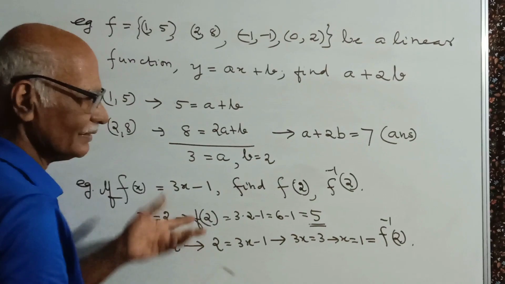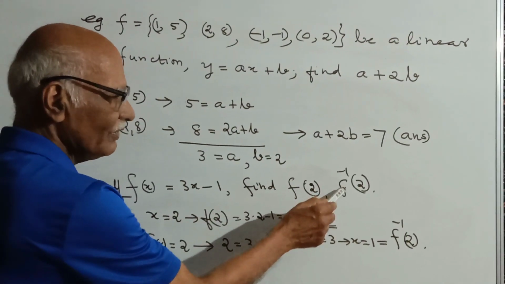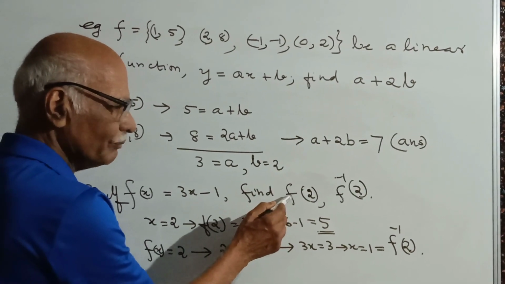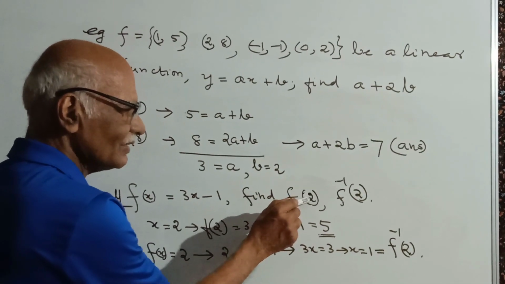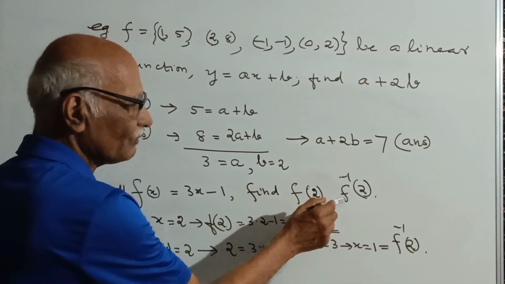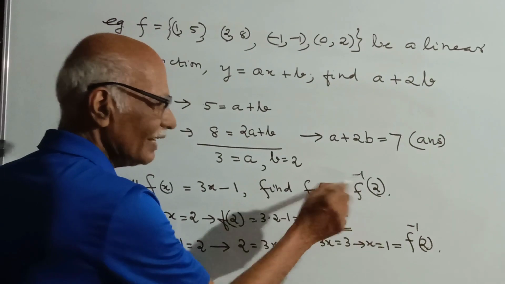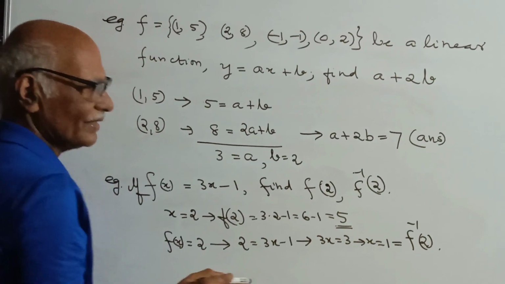So try to understand the difference between f and f inverse. In the case of f of something, you have to put x equal to that. Then in the case of f inverse of something, you have to put f equal to that something. You get the result.